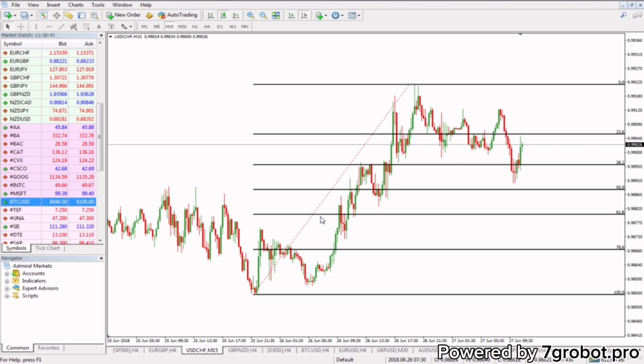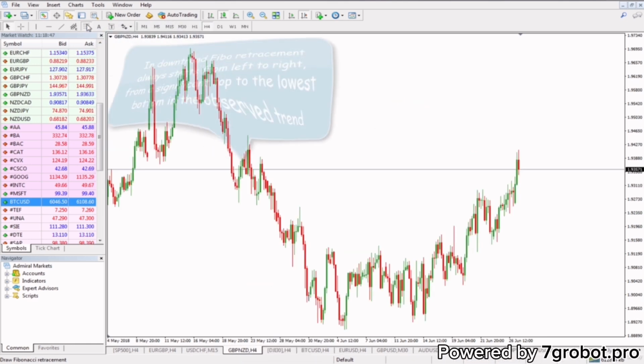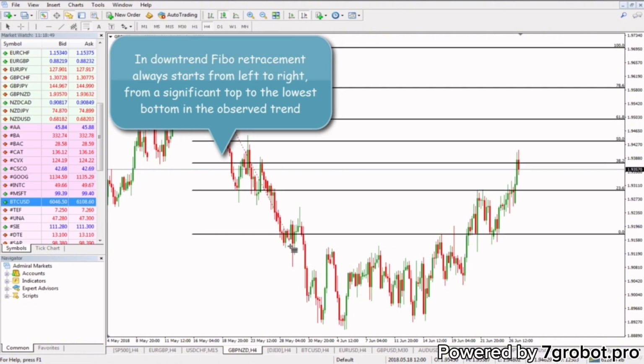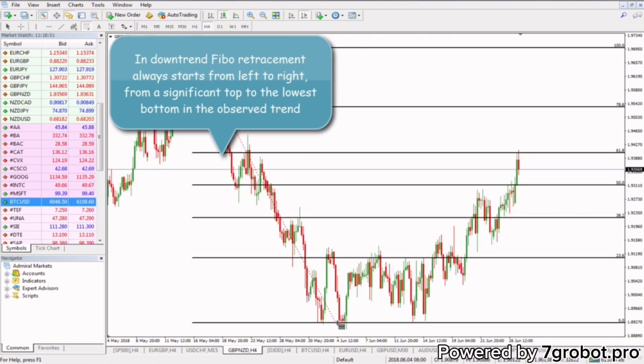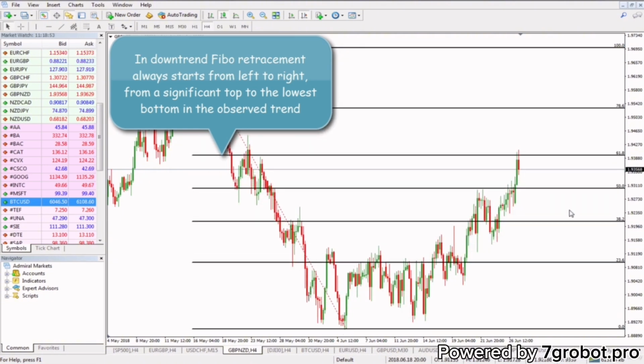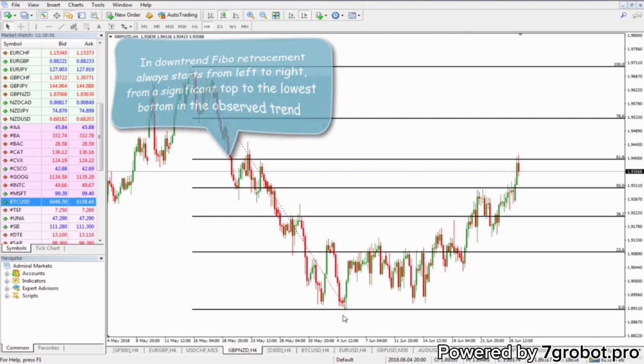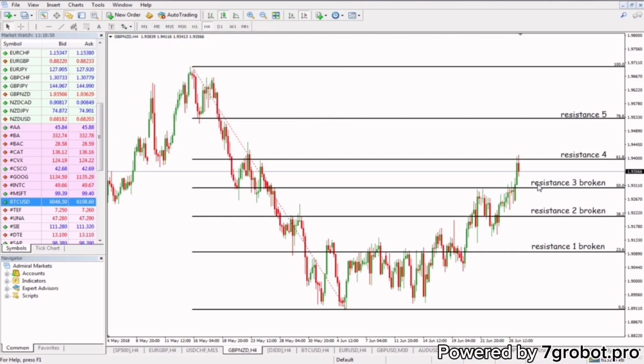The fourth rule. In a downward trend, the Fibonacci retracement always starts from left to right, from a significant top to the lowest important bottom. Each level of the Fibonacci retracement that is above the current price represents the potential resistance from which we expect the price to decline and continue in the downward direction.